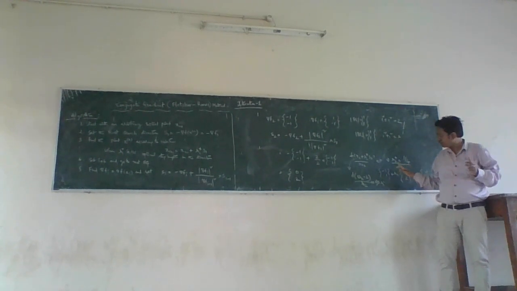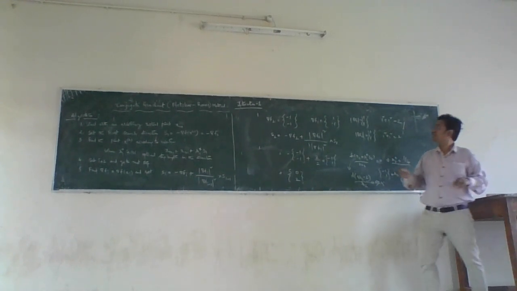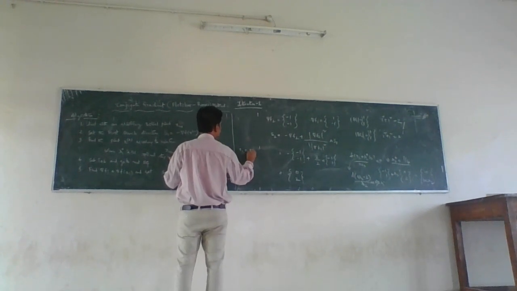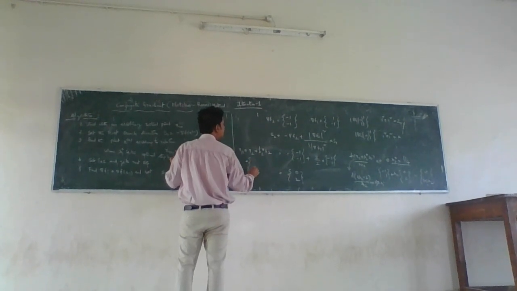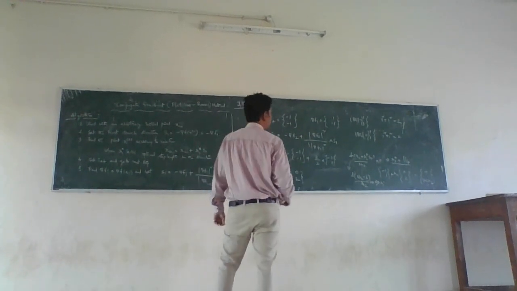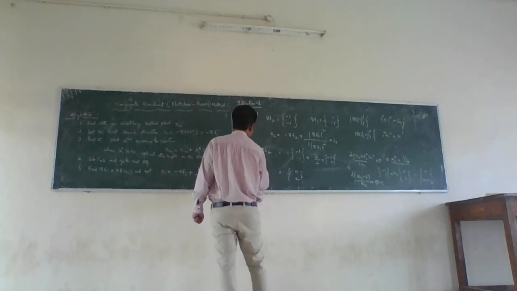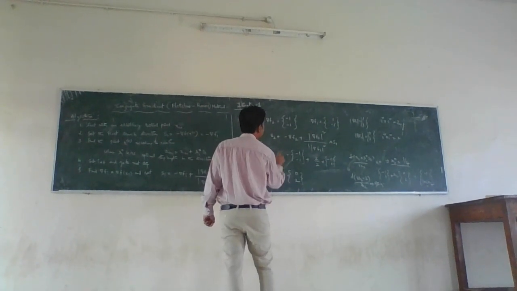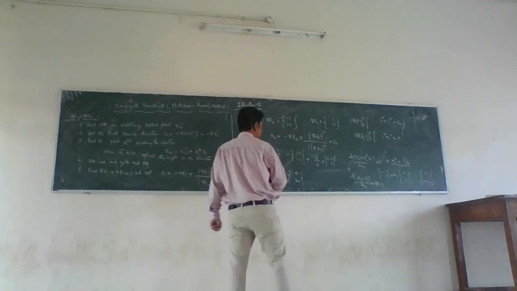Now what I have to do, after estimating lambda 2 star, is get x3. What is x3? x3 is equal to x2 plus lambda 2 star into s2. x2 is minus 1 1, lambda 2 star is 1 by 4, into s2, which is 0 2. Now find out what x3 is.